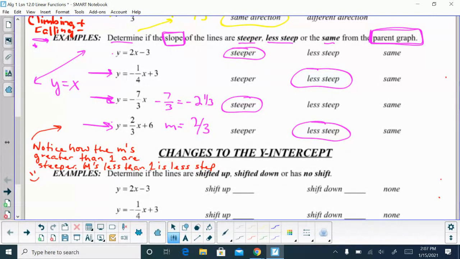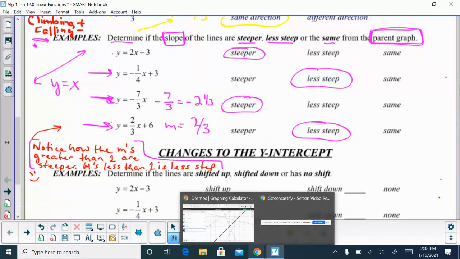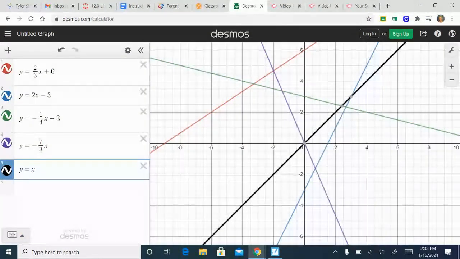So with that in mind, I want you to notice that when the m's, the slope, is greater than 1, they're steeper. And if the m's are less than 1, it's less steep. So that's what slope can do, not only just a positive or a negative, but the magnitude of it. If it's greater than 1 or less than 1, it can have a huge impact on the behavior of the line, as you can see.